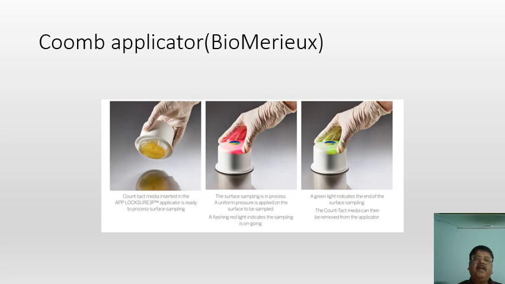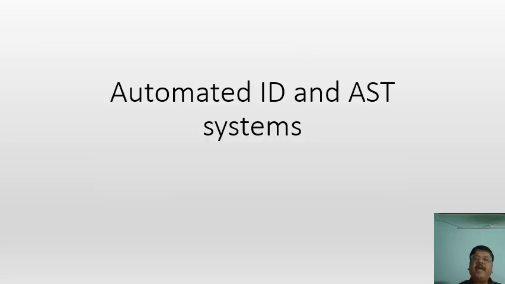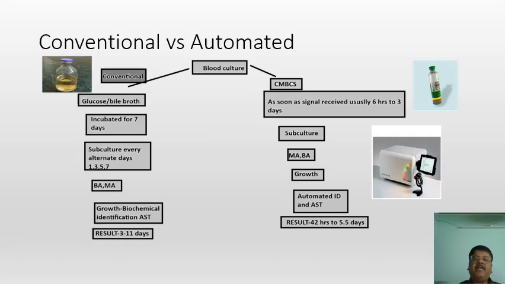Now this is developed by Biomerieux, a French company. You can see here the comb applicator. Before the application, it is yellow in color. Now it is ready for inoculation. We have to stick it on the plate, where there will be a red color light, and after a successful procedure it will show green color, so that the application of the inoculum is successful. Then we can remove it. There will be inoculation in a standardized manner. Now come to the automated ID and AST systems which are available.